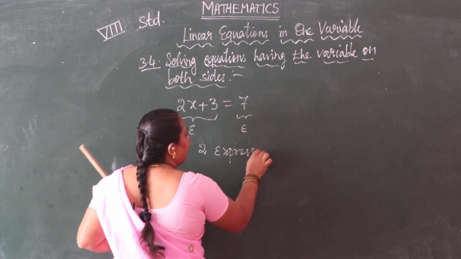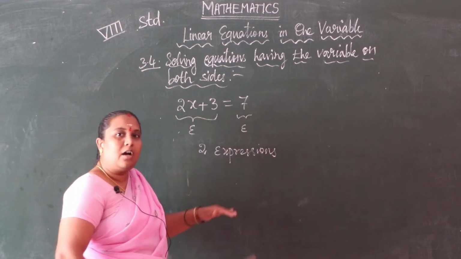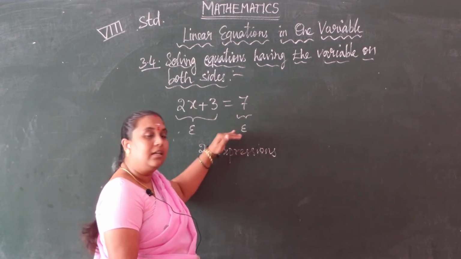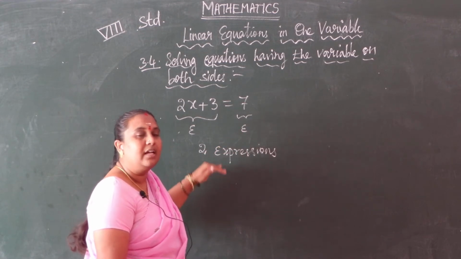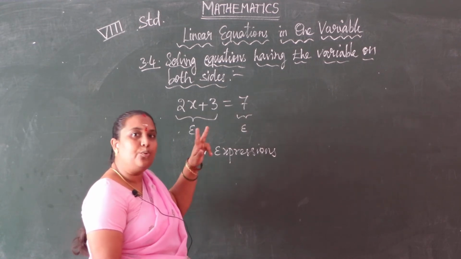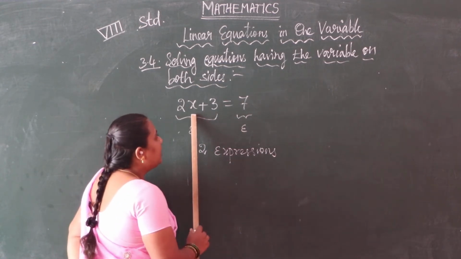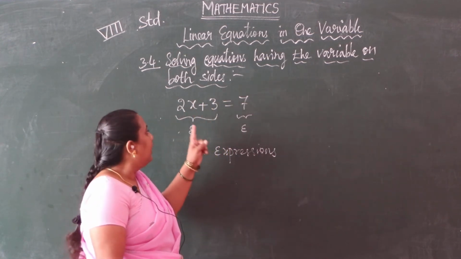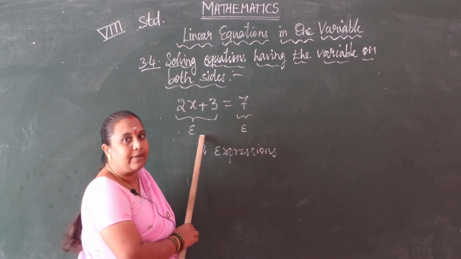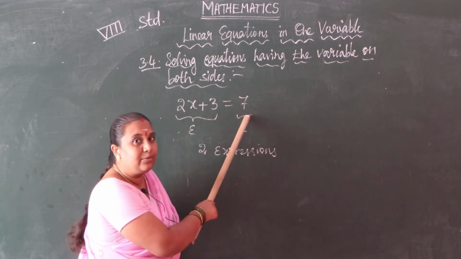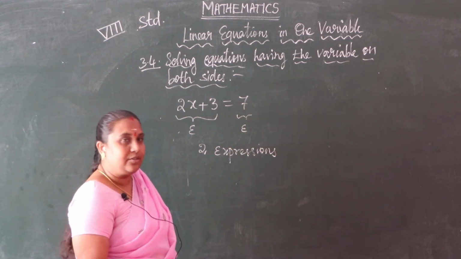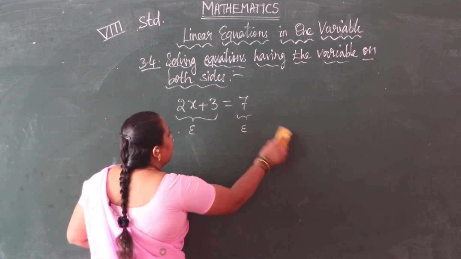Till our last class we saw solving of an equation. That equation is having two expressions, that is 2x plus 3 equals 7. In this equation, 2x plus 3 stands for the LHS of the equation and 7, this is also an expression, stands for the RHS of the equation. Is it right?